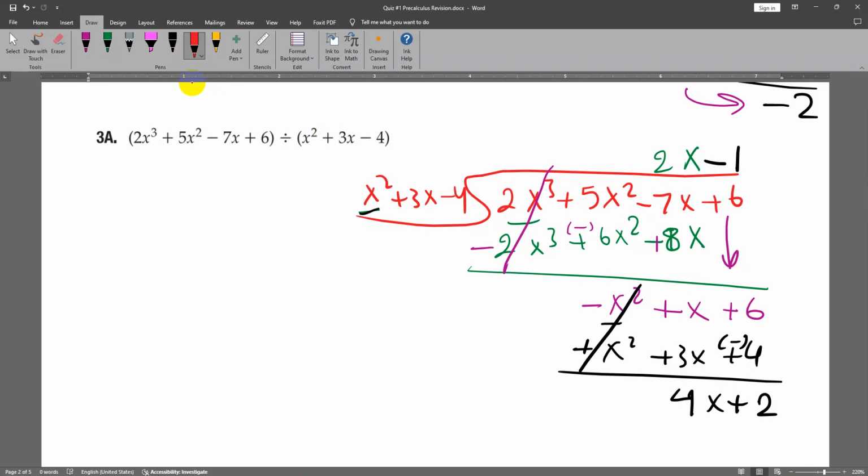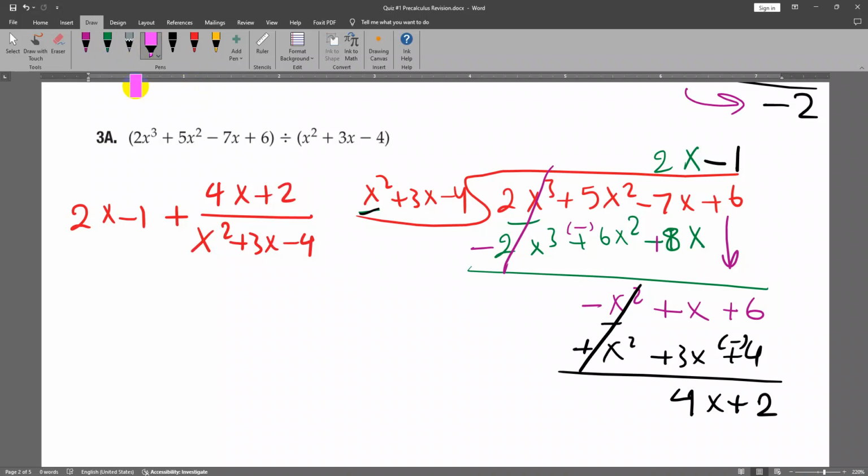Actually, the answer can be written like this: 2x minus 1 plus the remainder, which here is a linear function, 4x plus 2, and you will divide it by the divisor, which is x squared plus 3x minus 4. Okay, you will have a little note here: the degree of the numerator must be smaller than the degree of the denominator all the time, so that you can be sure your answer is correct, inshallah.